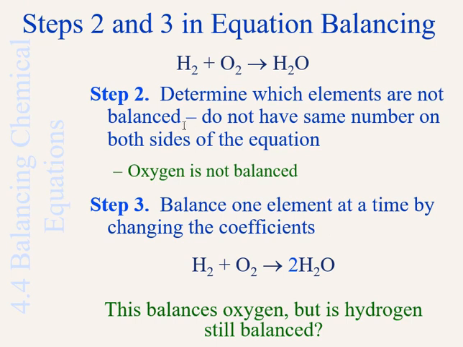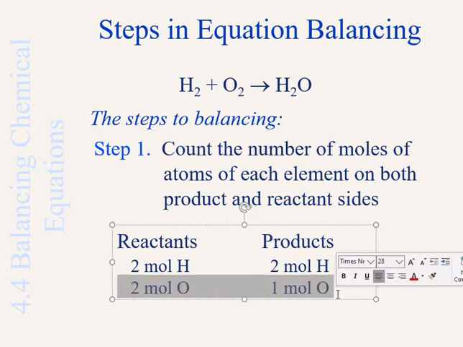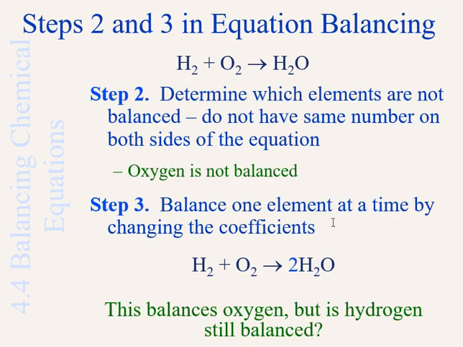Determine which elements are not balanced. When they are not balanced, they will not have the same number on both sides. So it's the oxygen which is not balanced here. We have 2 on the left while 1 on the right. Then balance one element at a time by changing the coefficients.